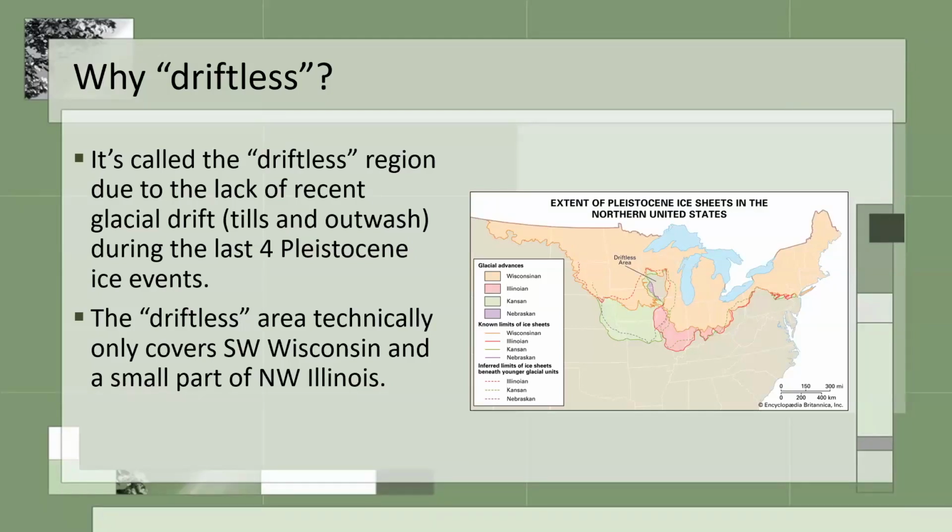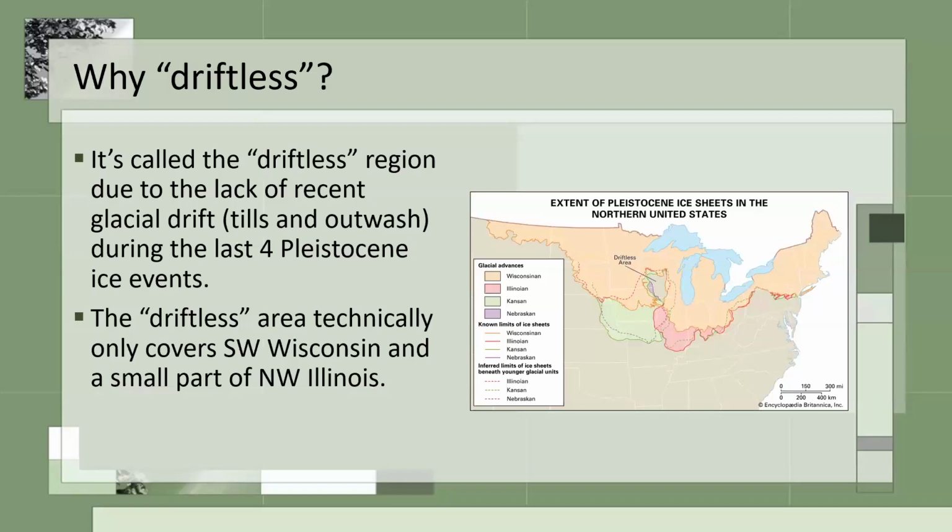It's also interesting that the driftless area technically only covers the southwest part of Wisconsin and a small part of northwestern Illinois. Sometimes you'll hear the Minnesota and Iowa parts referred to as driftless. Well, it's sort of hard to see, the map's a little small here, but they were covered by glaciers, but not the most recent ones. They weren't covered by the Wisconsin or the Illinois. They were covered by the Kansas and Nebraska.